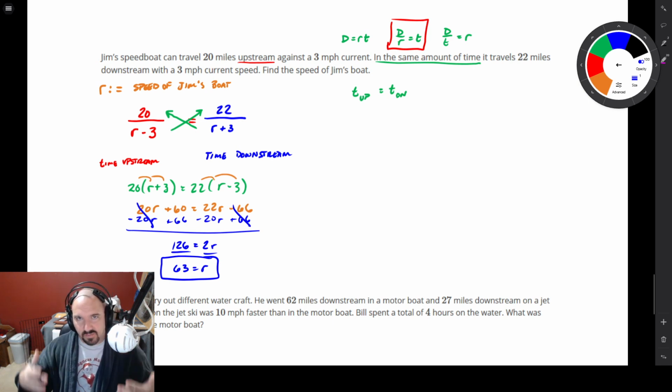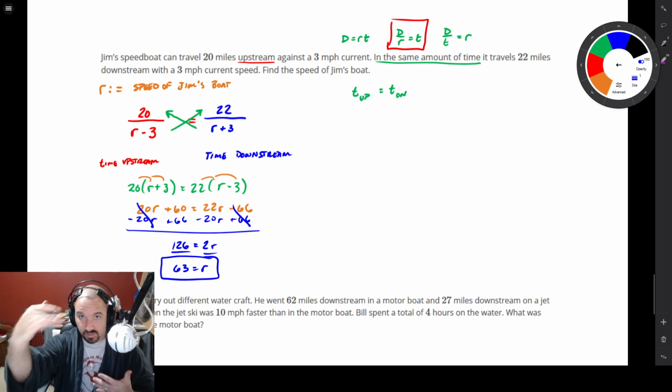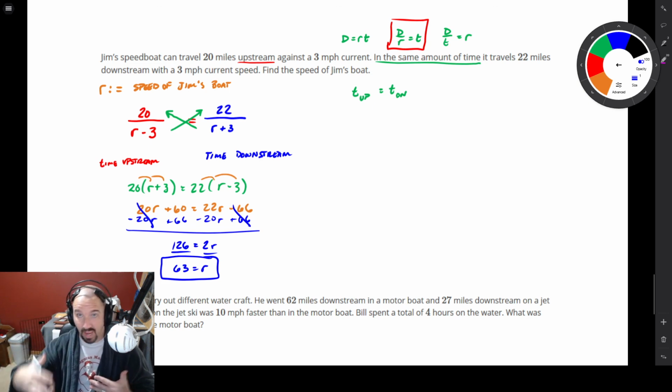Again, take some time, set it up. That's the biggest problem with any word problem in math, is getting from the words to the math. After that, the math is easy.